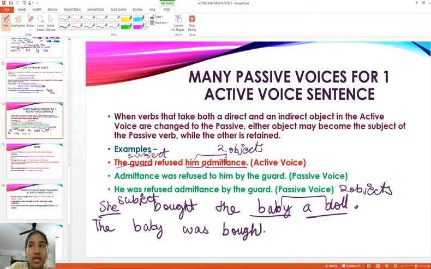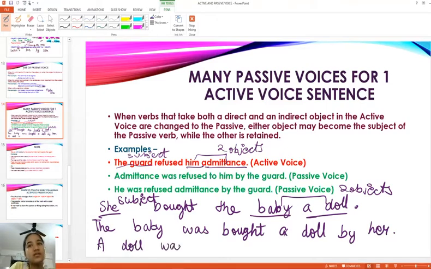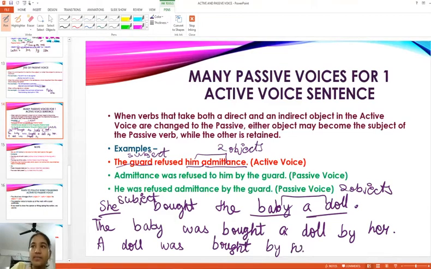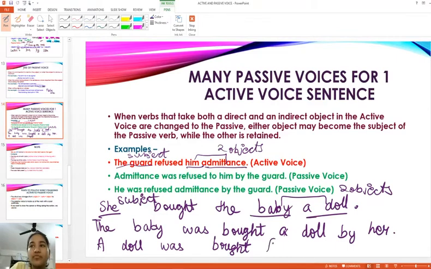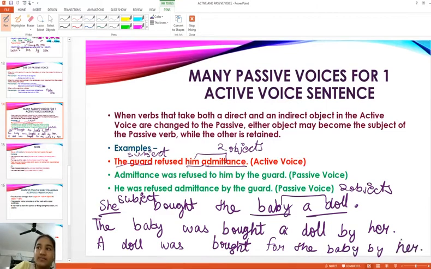While changing, you see a doll by her. She becomes her then. Or the second thing, a doll was bought by her for the baby. Or instead, if you want to mention something else, it can be a ball was bought for the baby by her. That's the thing, by her. So with two objects, we have made it.